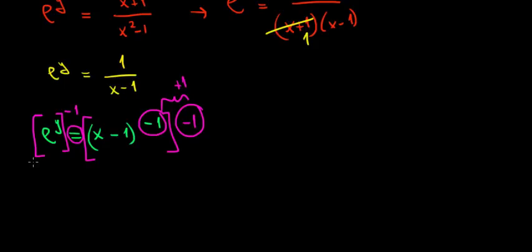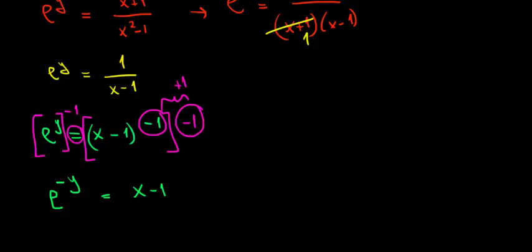Now, where do we go from here? E to the power y to the power minus 1: we raise a power to a power, which means we multiply the powers. We will have e to the power of minus y equals x minus 1, to the power of 1. Well, x minus 1 to the power of 1 is just x minus 1.